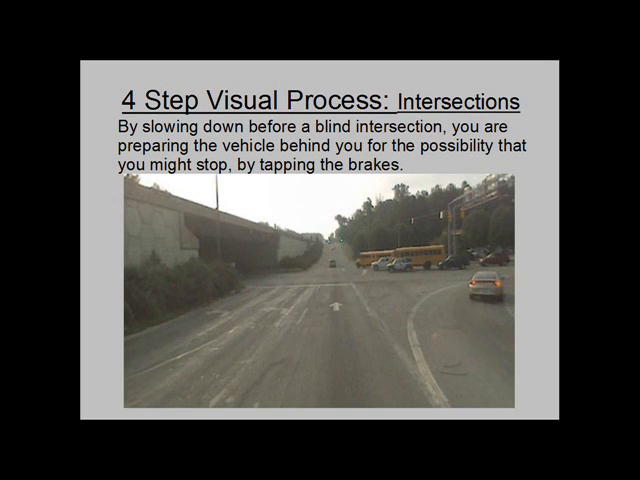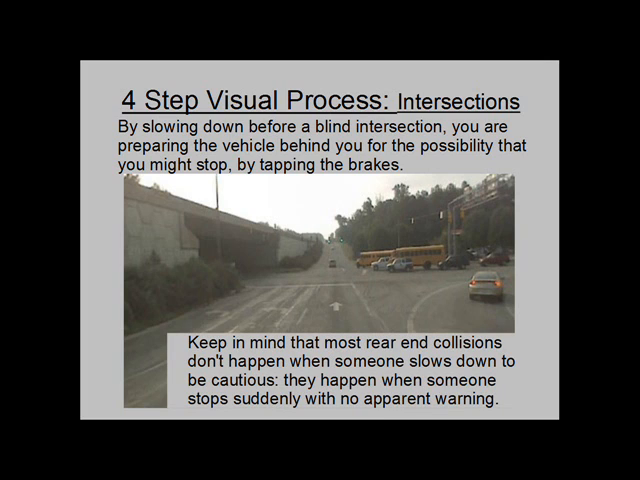By slowing down before a blind intersection, you are preparing the vehicle behind you for the possibility that you might stop by tapping the brakes. Keep in mind that most rear-end collisions don't happen when someone slows down to be cautious. They happen when someone stops suddenly with no apparent warning.